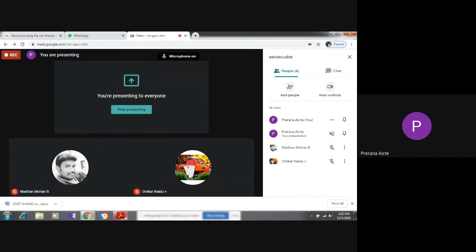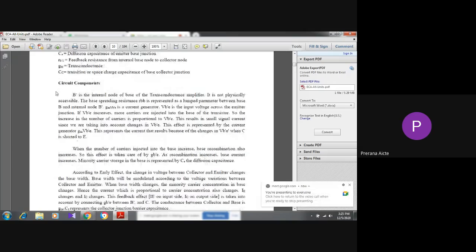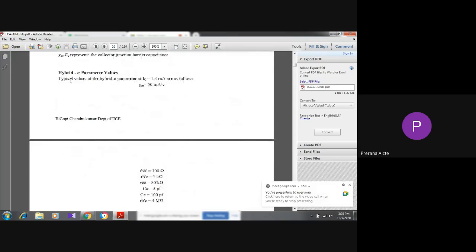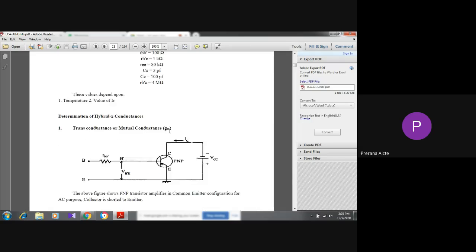Okay, and these are the components in the hybrid pi model. Now, the hybrid pi parameter values. These are some standard values. IC is equal to 1.3 milliamperes, and if you substitute IC is 1.3, you will get the transconductance 50 millimhos. RBB' base spreading resistance is 100 ohms, RB'E 1 kilo ohm, RB'C 80 kilo ohms, and CC 3 picofarad, CE 100 picofarads, RCE 4 mega ohms.